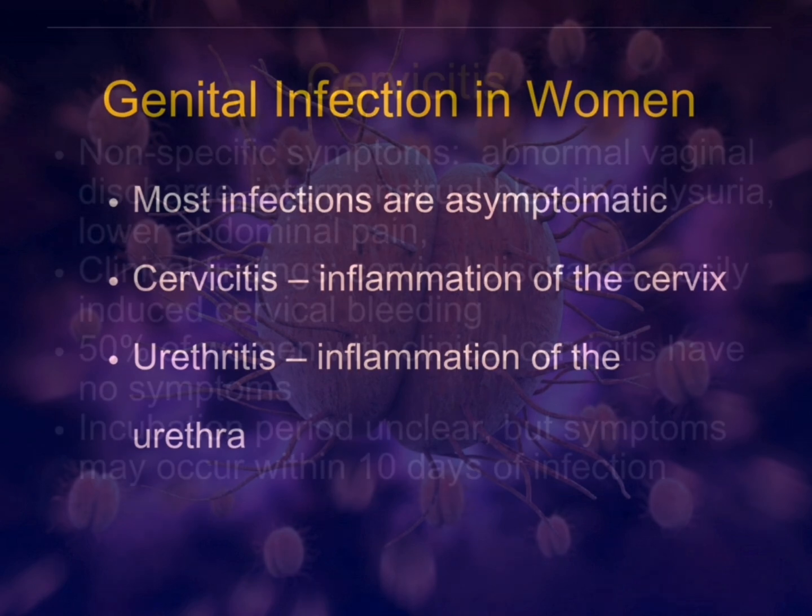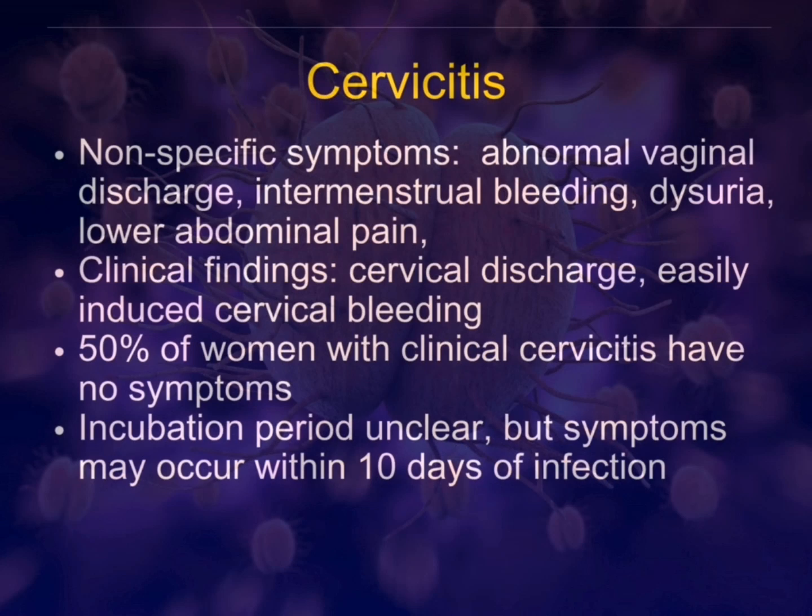Coming to cervicitis, it has non-specific symptoms: abnormal vaginal discharge, intermenstrual bleeding, dysuria, lower abdominal pain, and clinical findings like cervical discharge and easily induced cervical bleeding. 50% of women with clinical cervicitis have no symptoms. The incubation period is unclear, but symptoms may occur within 10 days of infection.